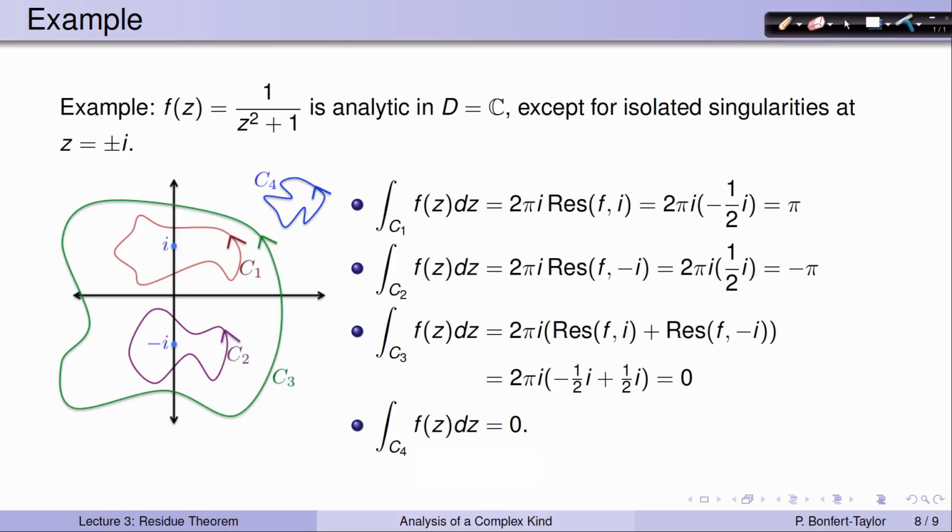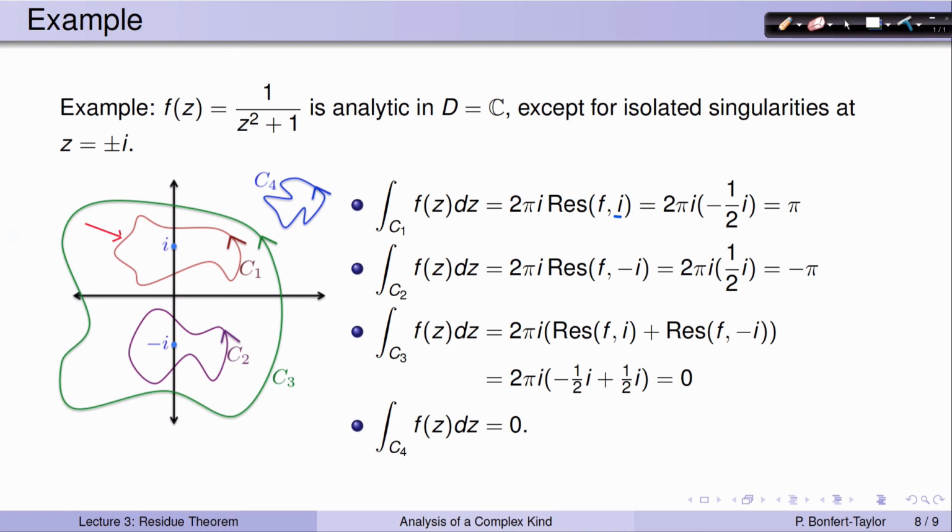Here's an example. Let's again look at the function 1 over z squared plus 1, which is analytic in the entire complex plane with the exception of the isolated singularities at i and -i. I drew a bunch of curves, C1, C2, C3, and C4 in here. Suppose we first integrate over the curve C1, which is the red curve. By the residue theorem, I need to find 2πi times the residue of the function at the point that's surrounded by the curve, which in this case is just the point i. It's the only point that's surrounded by the curve C1. And we already found that residue, it's -1/2 i.